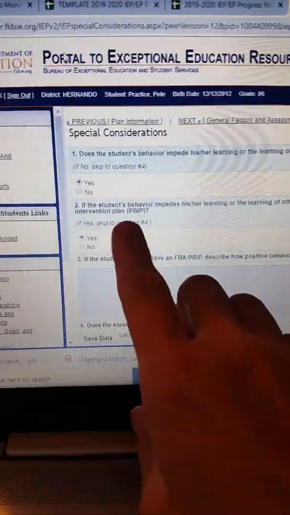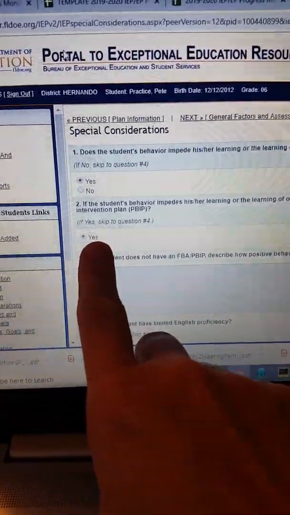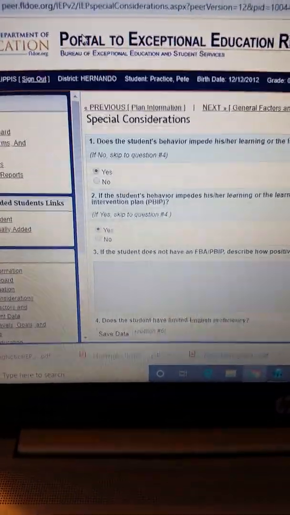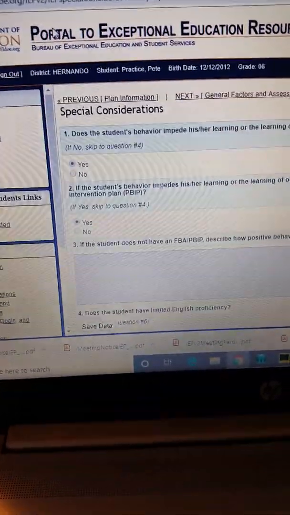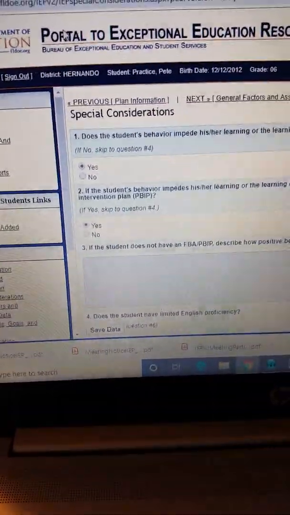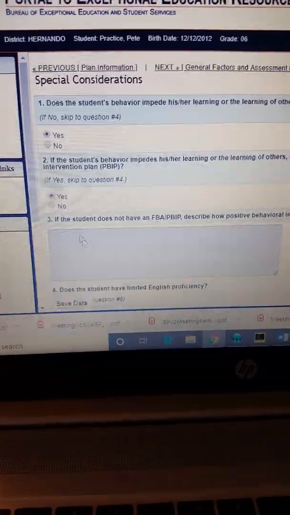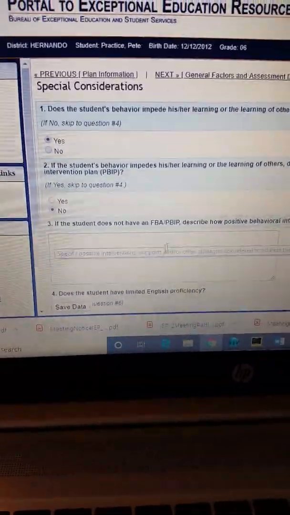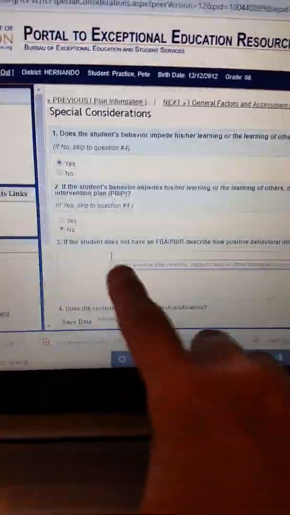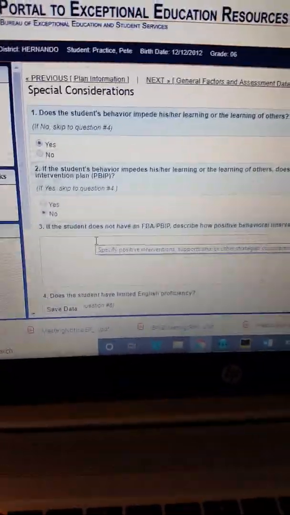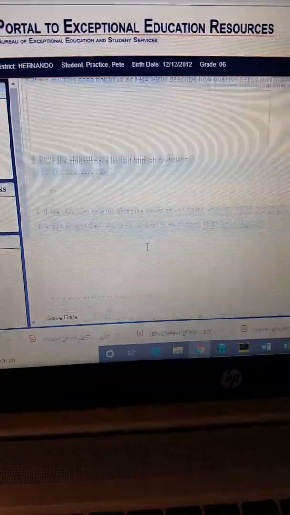Maybe the student has an FBA that was done and has a behavior plan. If they do, you would click yes, and then we would put the behavior plan under supplementary aids and services to ensure that everybody knows that we have them, just in case the first page goes missing. It's in the services. If we click no, we just want to say, hey, what are we doing in the classroom, or what are we doing as a school to address these behaviors?